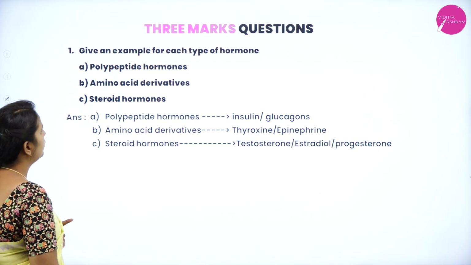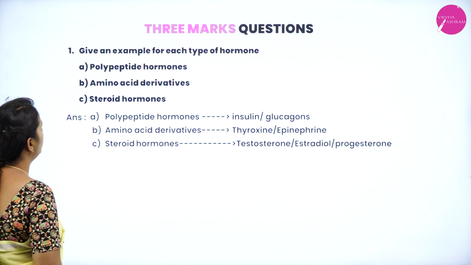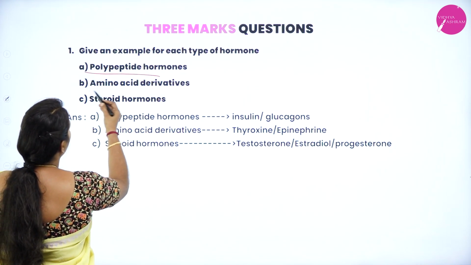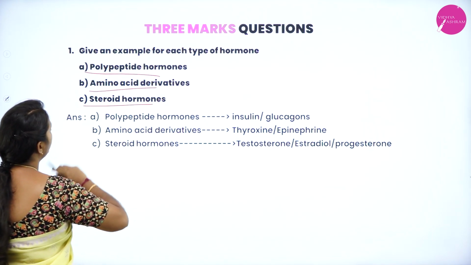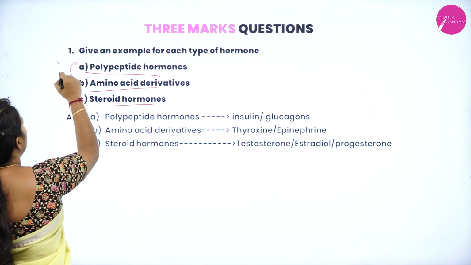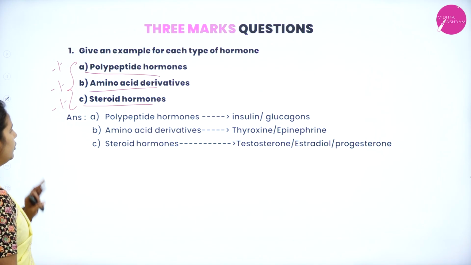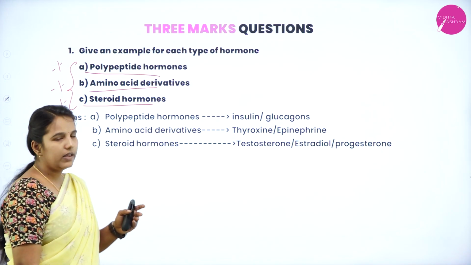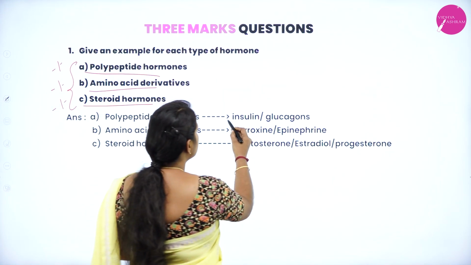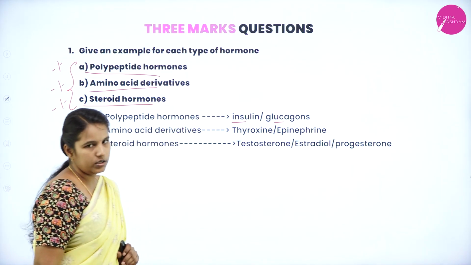Next, a 3-mark question. Give an example for each type of hormone: one is a polypeptide hormone, amino acid derivatives, and a steroid hormone. Each of these carries 1 mark. You need to give an example. For a polypeptide hormone, we can give the example of insulin or glucagon.